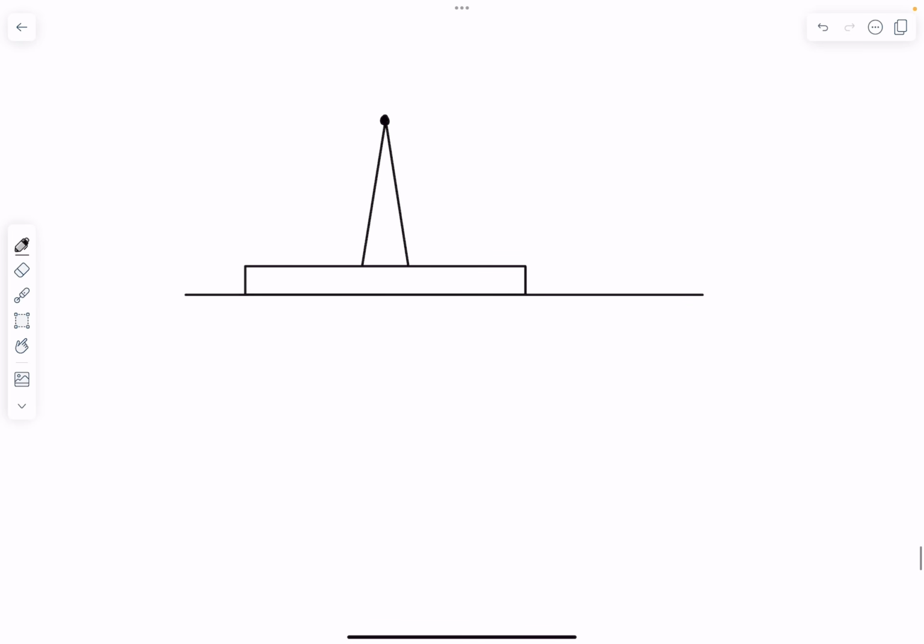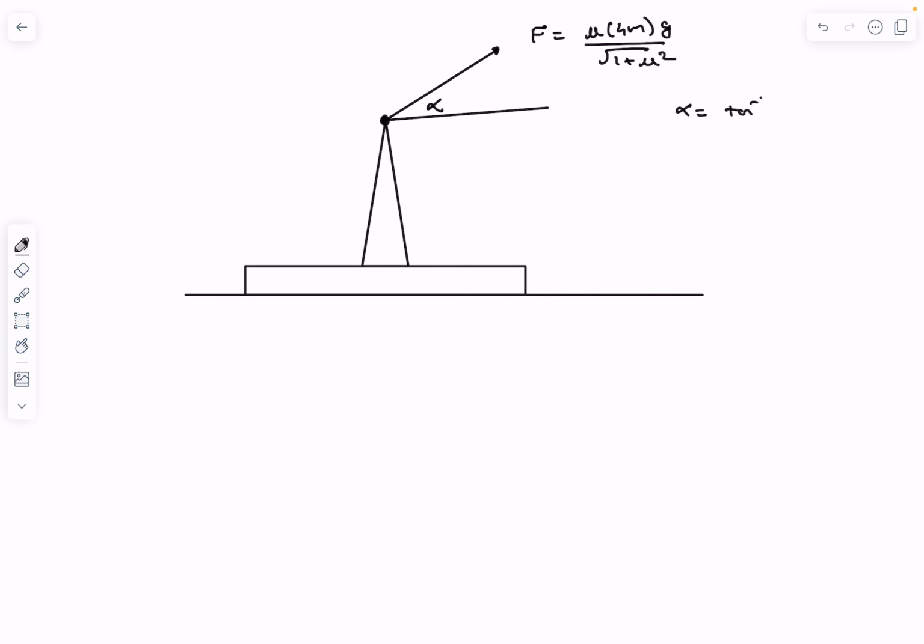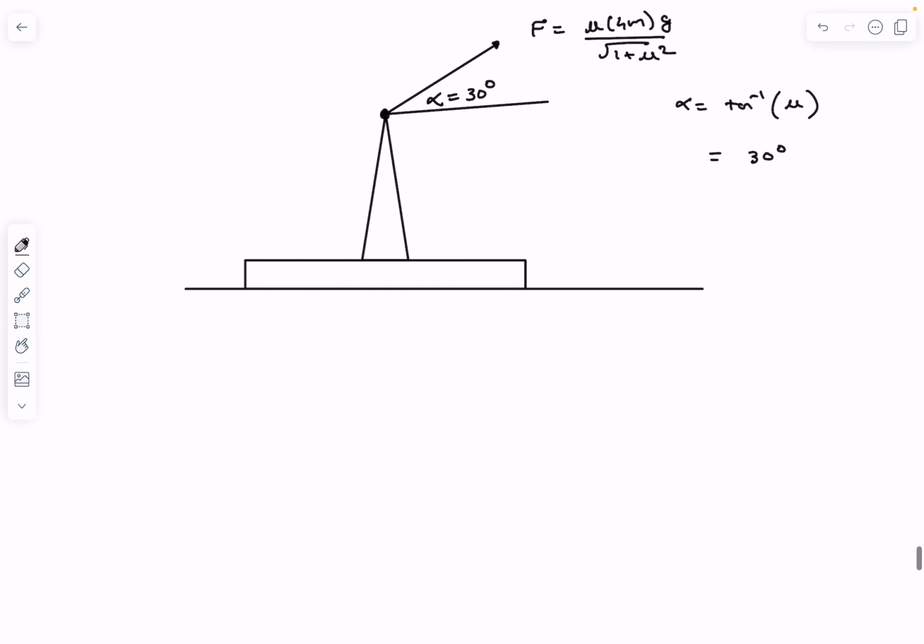So the minimum force that I have to apply to move this structure is going to be, let's say, F. I can directly write its magnitude as mu mg, and here m is 4m, into g divided by square root of 1 plus mu squared. And it needs to be applied at an angle of alpha, and alpha again is tan inverse of mu. And mu is given to be 1 by root 3 in this case. So this comes out to be 30 degrees. So now we know the magnitude and direction of F.